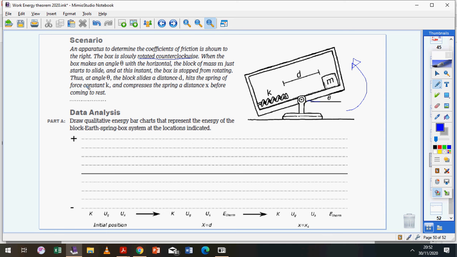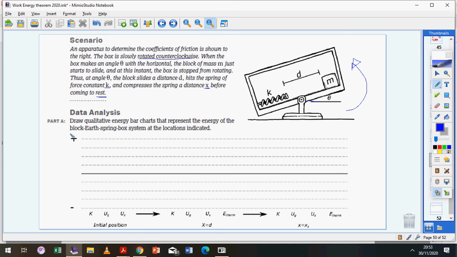Thus, at angle theta, the box slides distance d, hits the spring of force constant K and compresses the spring distance x before coming to rest. So they're asking us to draw qualitative energy bar charts that represent the energy of the block, Earth, spring, box system at the locations indicated.